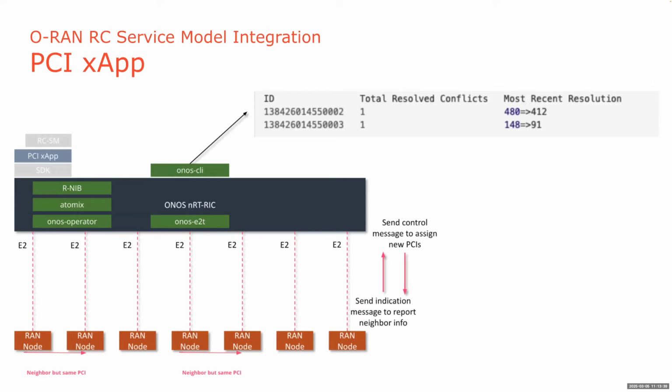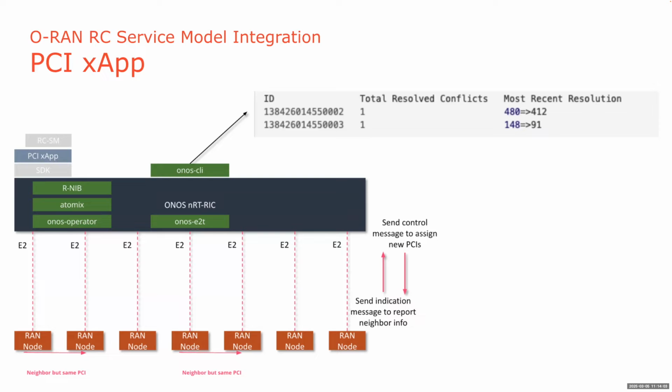So let's go one by one for each xApplication. I think you guys already know about the PCI xApplication, but I will briefly introduce it again. Basically, PCI is the physical cell ID, and that physical cell ID should be unique within the neighbor cell list, right?